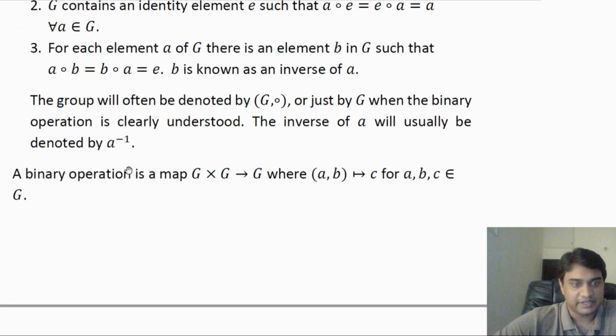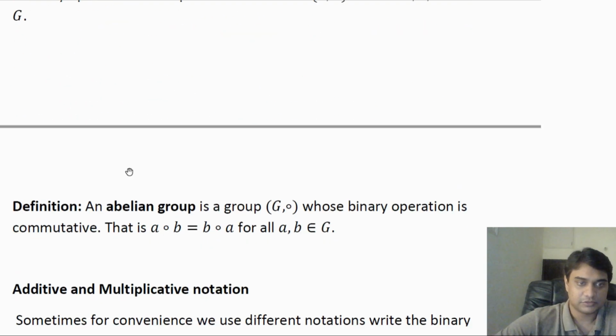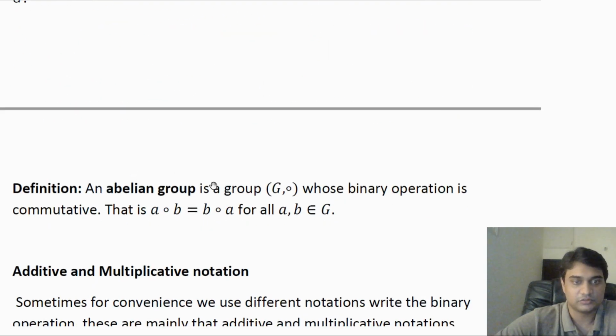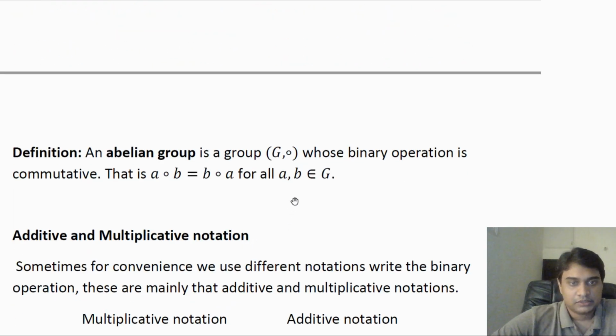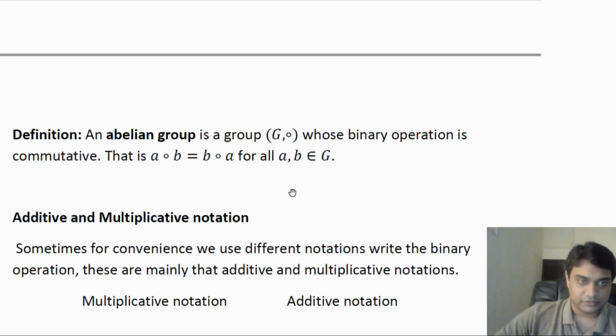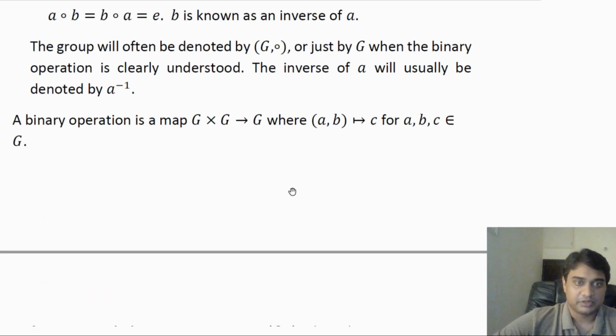So next we move on to abelian groups. An abelian group is just a group where one more additional property holds: the binary operation is commutative, which means A circle B is equal to B circle A for all A, B in G. So if the binary operation of the group is commutative, we call such a group an abelian group. Okay, so now we are done with the definition of group and abelian group.